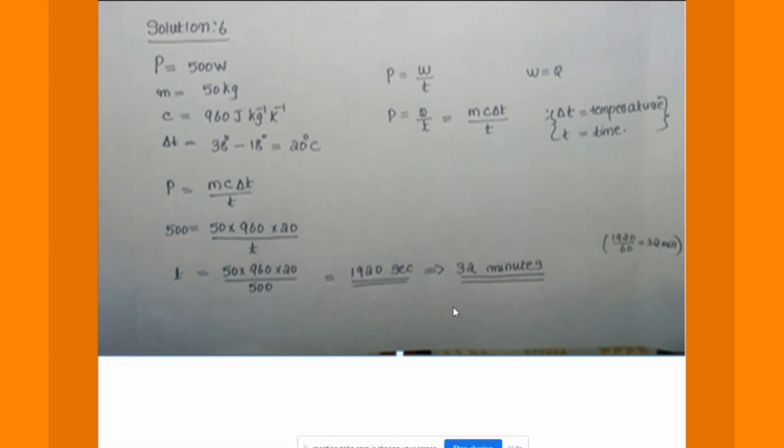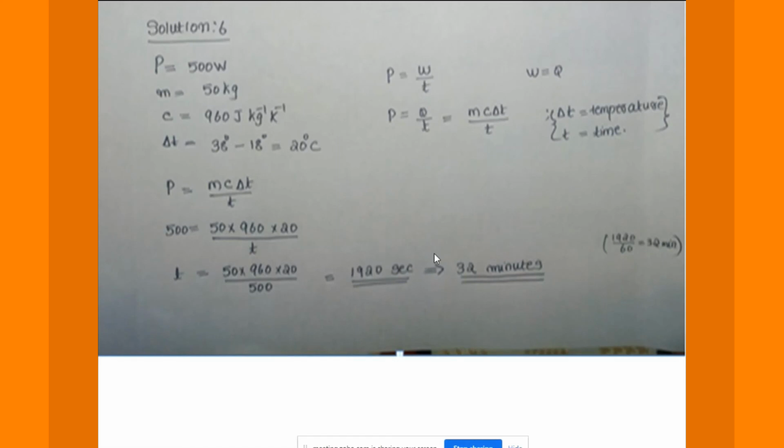Now the final question of this session, okay, solution 6. Question 6 is, find the time taken by a 500 watt heater to raise the temperature of 50 kg of material of specific heat capacity 960 joule per kg per Kelvin from 18 degrees Celsius to 38 degrees Celsius. Assume that all the heat energy supplied by heater is given to the material. So this question is little different from the previous ones. Here we are going to use the equation what I mentioned as power and heat related formula, right? So that concept we are bringing here.